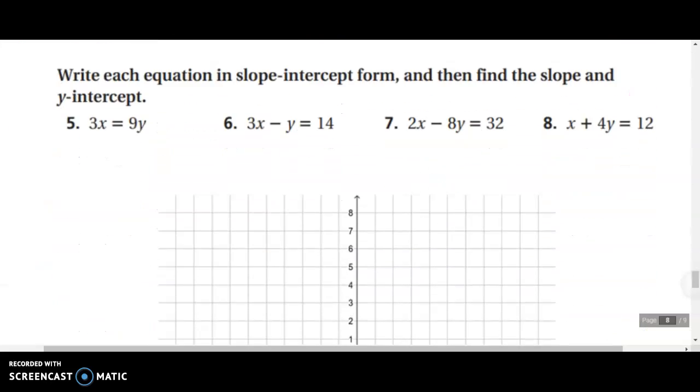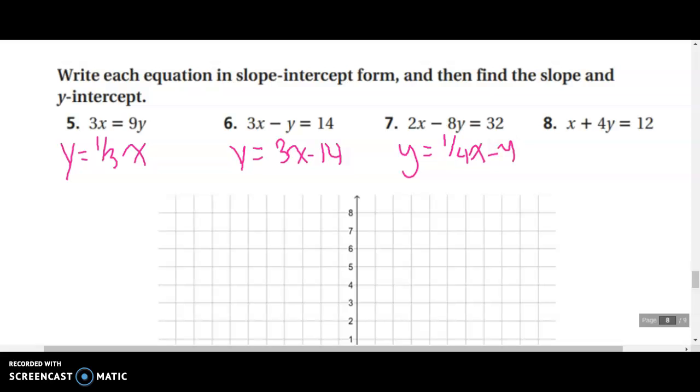Now, yesterday, we turned all 4 of these into slope-intercept form already, okay? So I just wanted to review that. This, we got y equals 1/3 x. This, we solved and got y equals 3x minus 14. This one, we solved to be y equals 1/4 x minus 4. And this one we solved to be y equals negative 1/4 x plus 3.